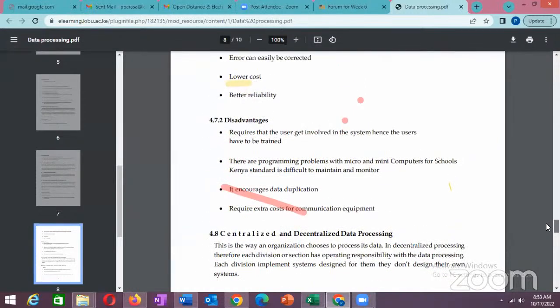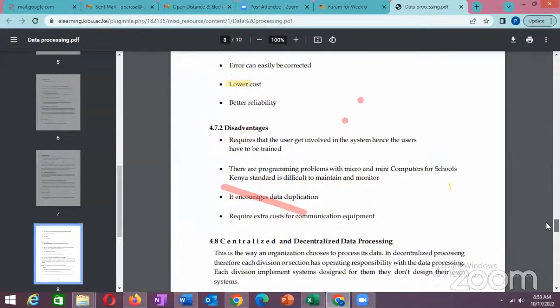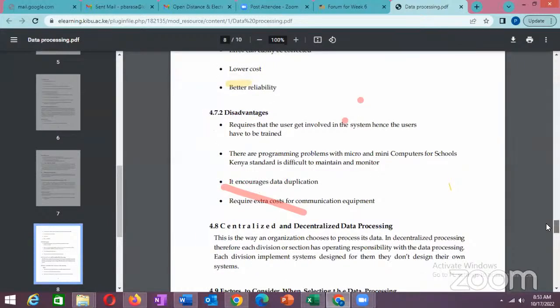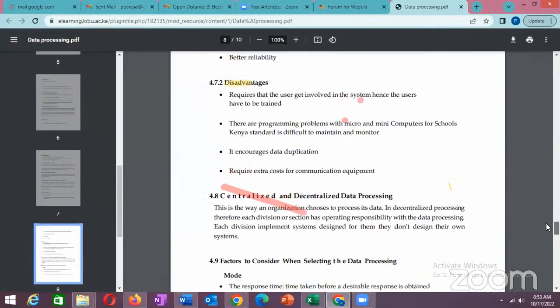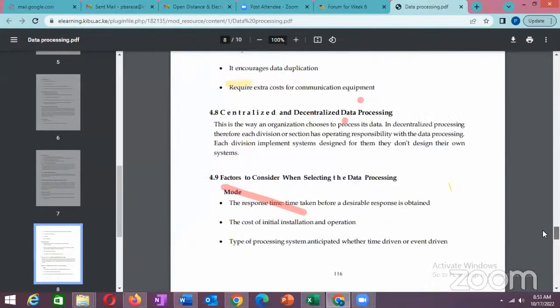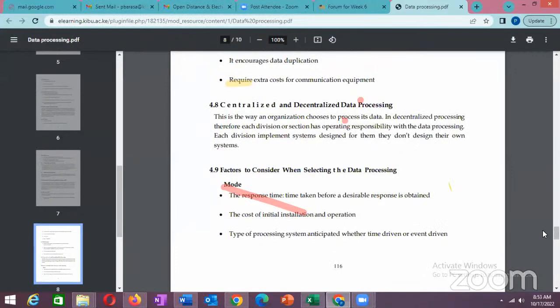The disadvantages: it requires that the user get involved in the system, hence the users have to be trained. Then there are programming problems with micro and mini computers for schools. Kenya standard is difficult to maintain and monitor. Then it encourages data duplication, and requires extra cost for communication.